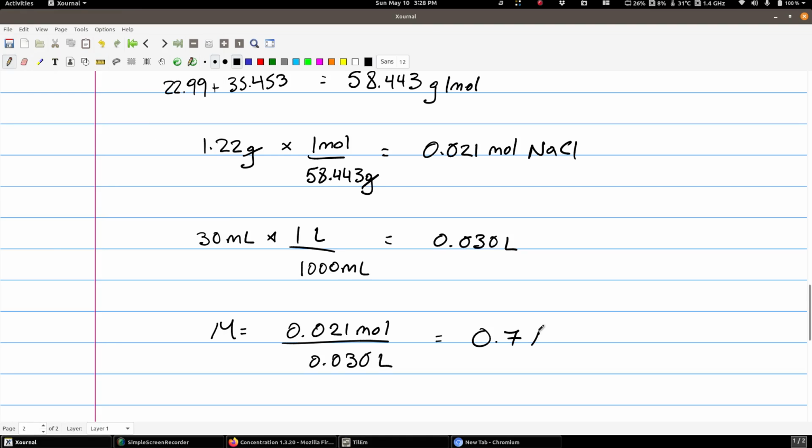So it's pretty concentrated. And that's pretty much how you do most of your molarity problems. You just have to read the question and figure out exactly what it's asking you.